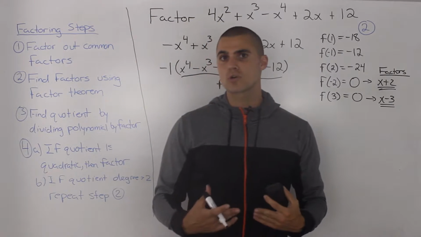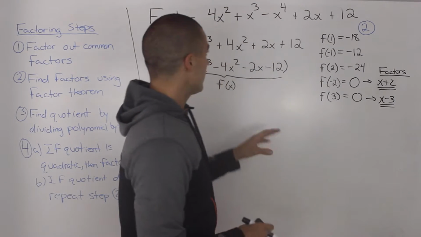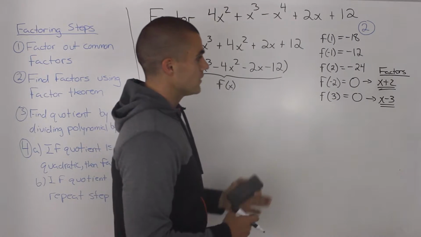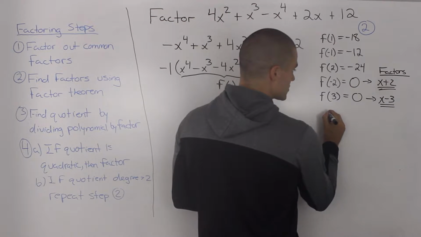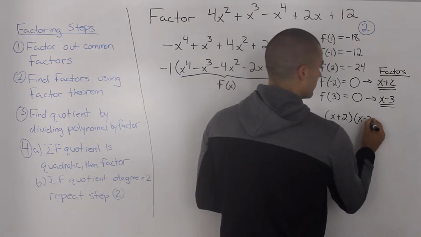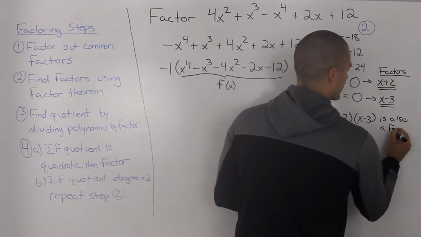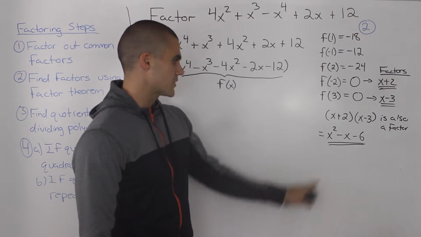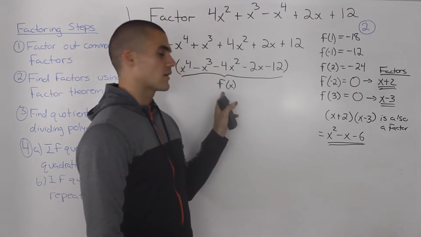And here is where the shortcut comes in that I was talking about that we'll combine in steps 2 and 3. If in step 2 you find 2 factors, what that means is that if both of these individually are factors, then the product of them is also a factor. So then expanding x plus 2 times x minus 3, we get x squared minus x minus 6, and that is a factor of f of x.